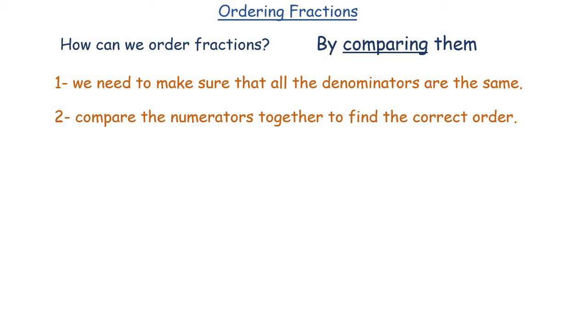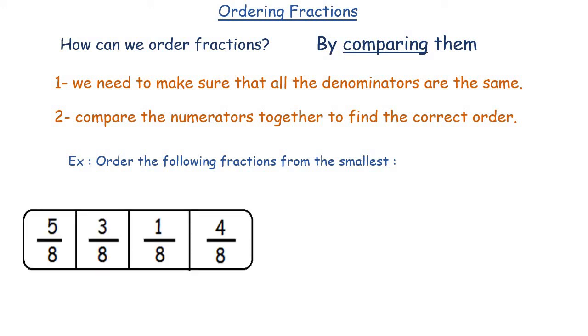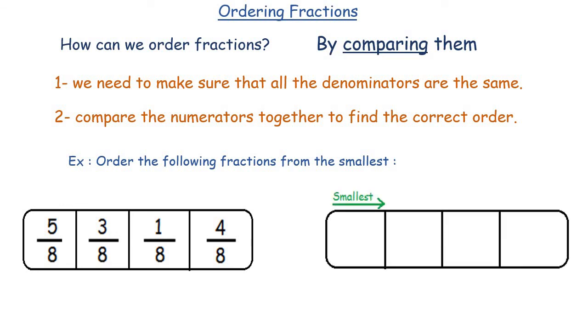So you look at the first question. Order the following fractions from the smallest. So our first point will be the smallest. I will choose the smallest first. I have this group of fractions. First rule, we need to make sure that all the denominators are the same. Yes, they are the same. We have 8, 8, 8, 8. So all of them are the same. Next, we need to compare them or order them starting from the smallest.